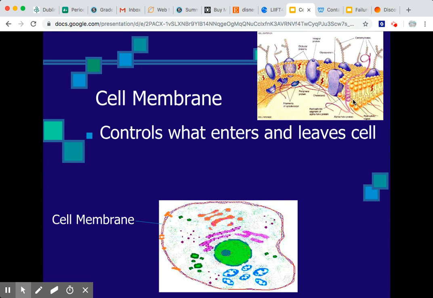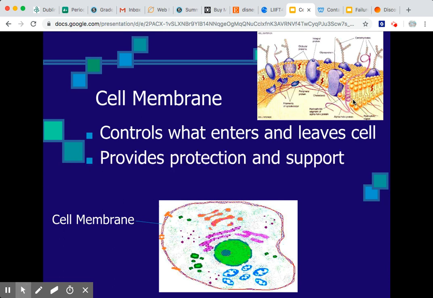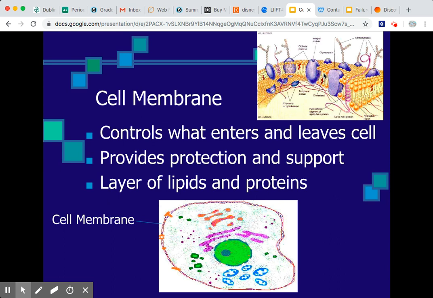Just like the nuclear membrane, things have to come and go. The cell membrane does the exact same job. They provide protection and support. They're basically made up of lipids. And if you remember, we talked about lipids when we talked about the endoplasmic reticulum, and they also have proteins in them. When we head into our next unit about cell transport, we're going to talk a little bit more about these proteins and what they do.